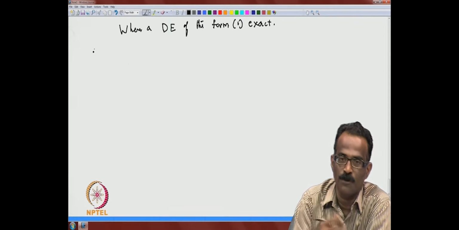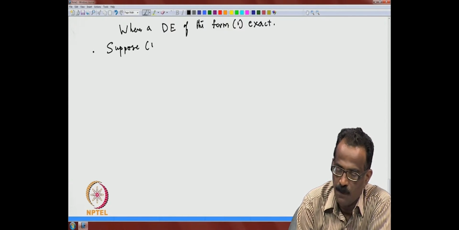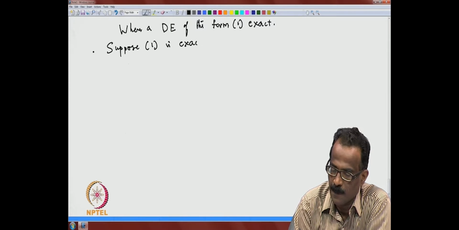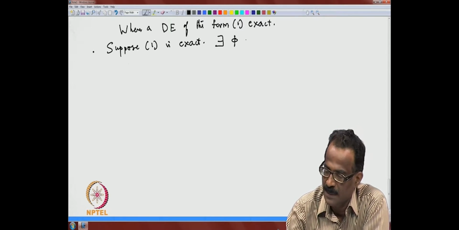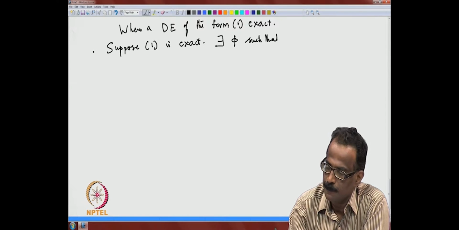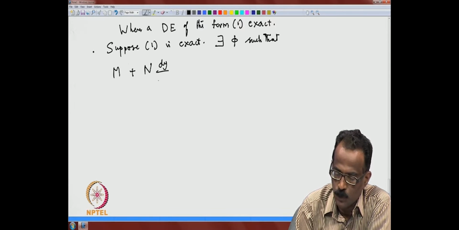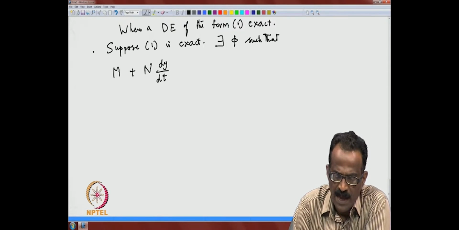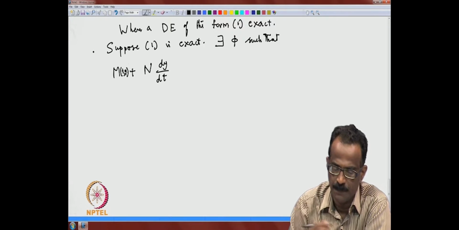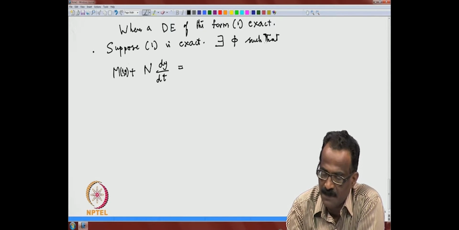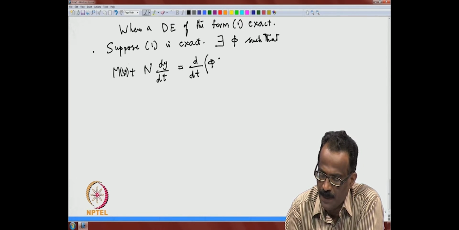Suppose it is exact. Let us derive the thing: suppose 1 is exact. What does that mean? There exists phi, assuming differentiability, such that M plus N dy by dt equals 0. I am suppressing the variables t and y; if you want, you can write M(t, y) in the beginning. So, if this is exact, there exists a function such that this is equal to d by dt of phi(t, y).